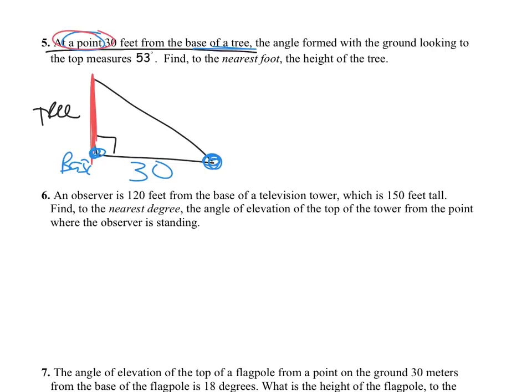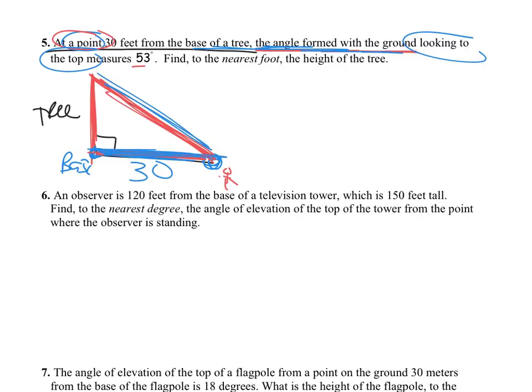It says from this point, the angle formed with the ground is 53 degrees. So my ground's going to be along the bottom. It says an angle formed with the ground looking up to the top. So you have to imagine a person standing here, they're looking up to the top. So the angle formed by the ground and looking up to the top, this angle along the bottom is 53 degrees. It says find to the nearest foot the height of the tree. So my height, my tree, is going to be my x.